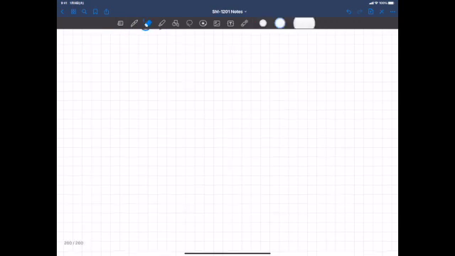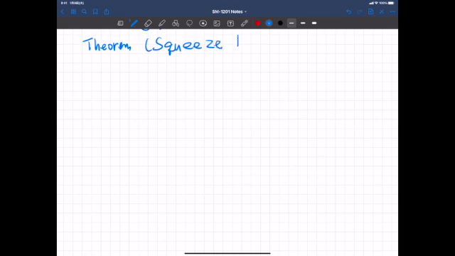Okay, the next theorem is a very famous and very useful theorem called the Squeeze Theorem. And you'll see why it's called Squeeze Theorem. Okay, so here are the settings. Suppose we have three sequences: a_n, b_n, and c_n. Okay, these are sequences.